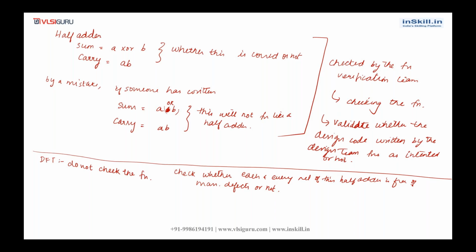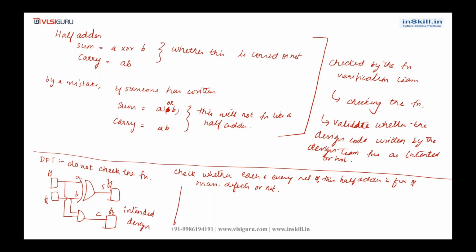So say for example, this is our intended design. You have A and then you have B, coming from flops. A XORed with B will give us sum, which goes to a flop. And A AND B will be the carry, which goes to another flop. So this is the intended design.